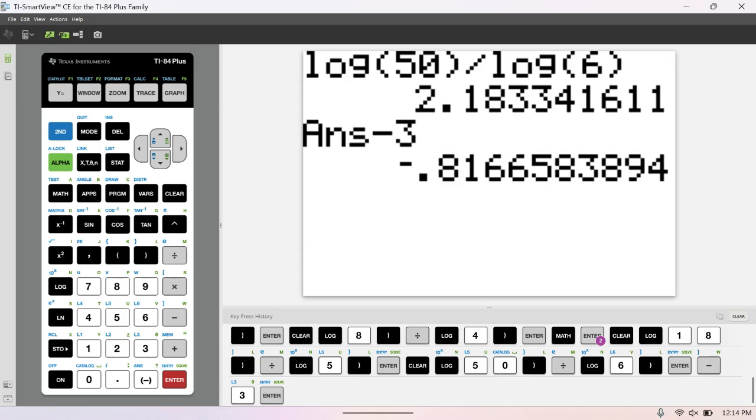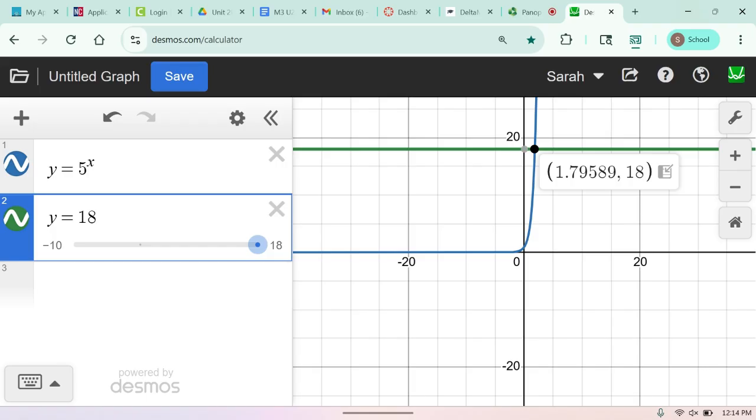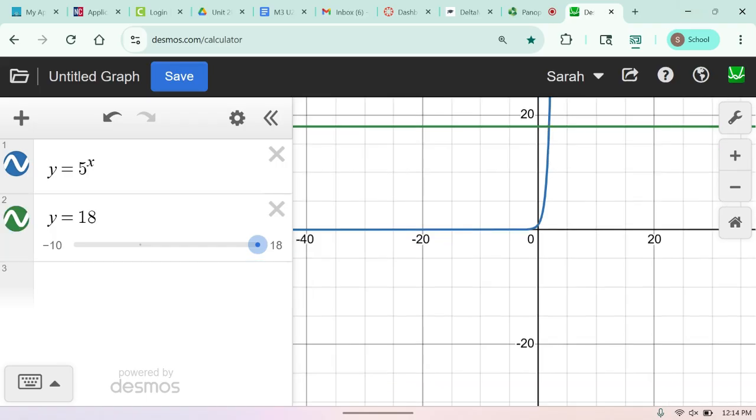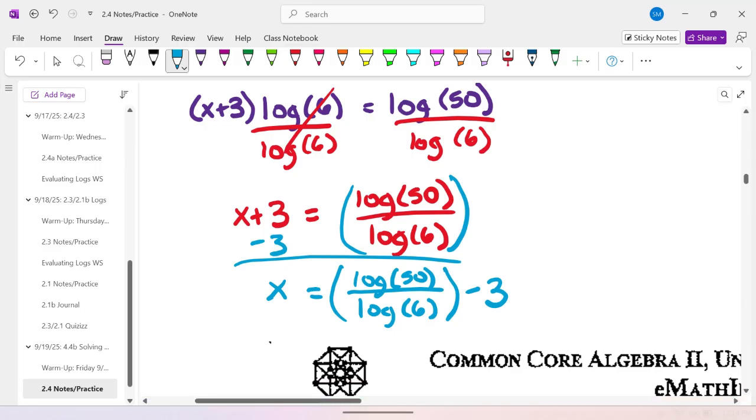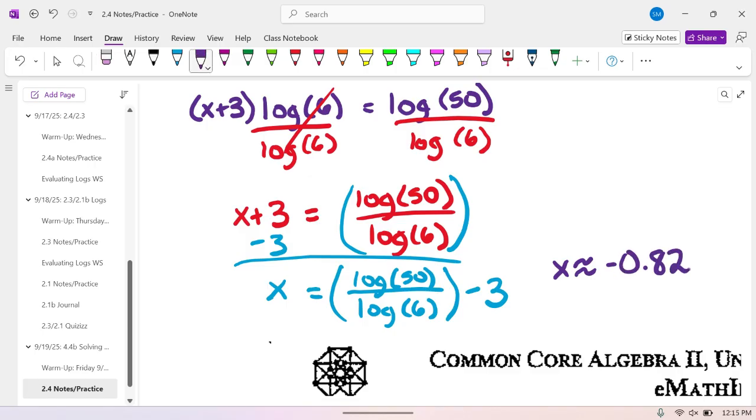So if I round to 2 decimal places, what is that? Negative 0.82. Good. So x would be approximately negative 0.82.